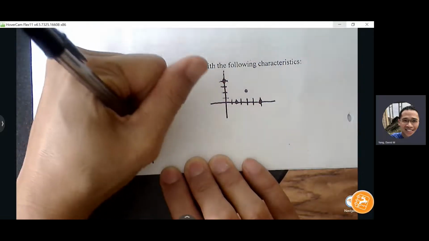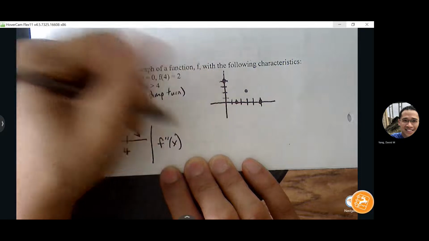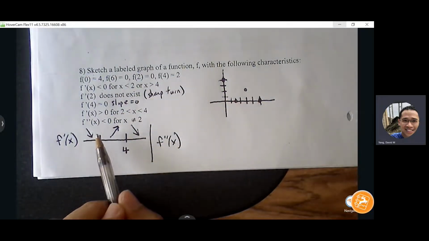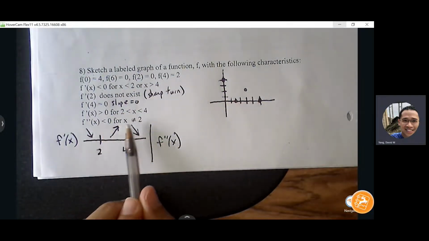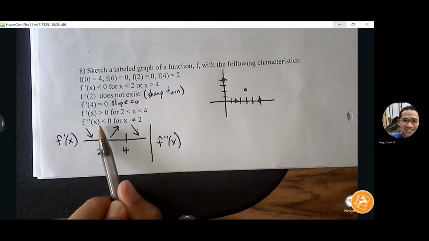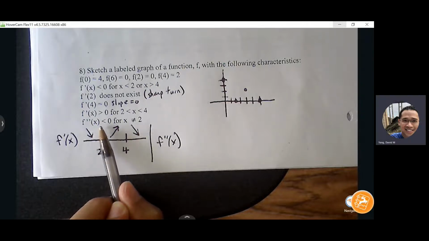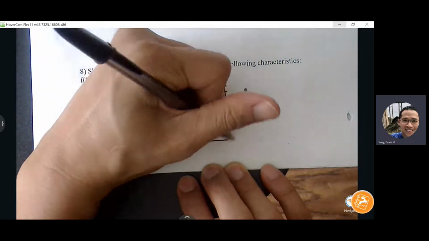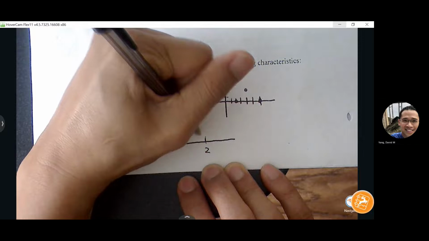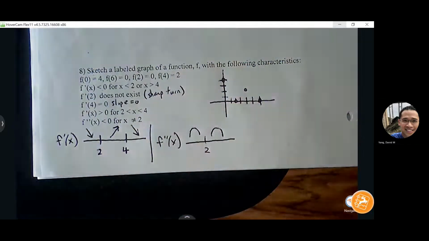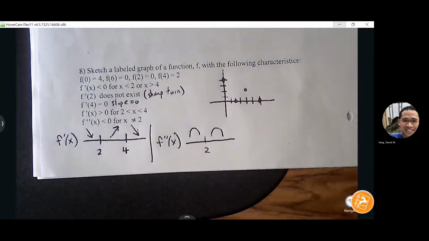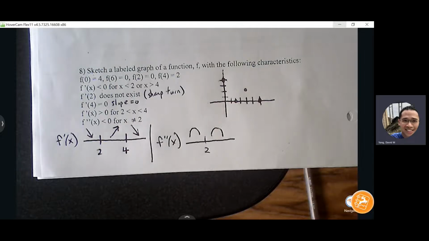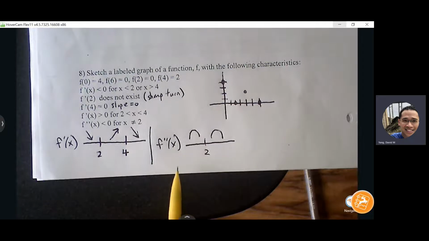Okay, let's do a second derivative sign line. f double prime is less than 0 for x not equal to 2. Everywhere except 2. Yep, concave down everywhere except 2. Okay, let's do 2 versions of the graph so that we don't try to do too many things at once.